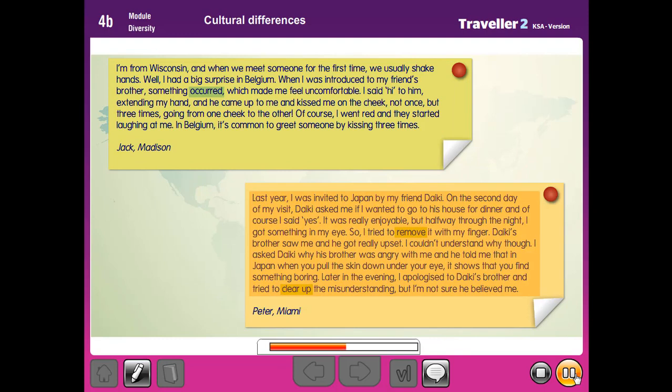Last year I was invited to Japan by my friend Daiki. On the second day of my visit, Daiki asked me if I wanted to go to his house for dinner, and of course I said yes. It was really enjoyable, but halfway through the night I got something in my eye. So I tried to remove it with my finger. Daiki's brother saw me and he got really upset. I couldn't understand why though. I asked Daiki why his brother was angry with me, and he told me that in Japan when you pull the skin down under your eye, it shows that you find something boring. Later in the evening, I apologized to Daiki's brother and tried to clear up the misunderstanding, but I'm not sure he believed me. Peter, Miami.